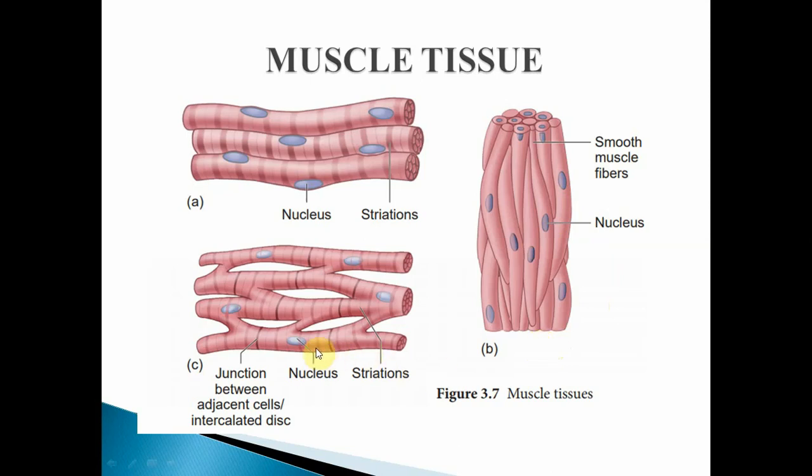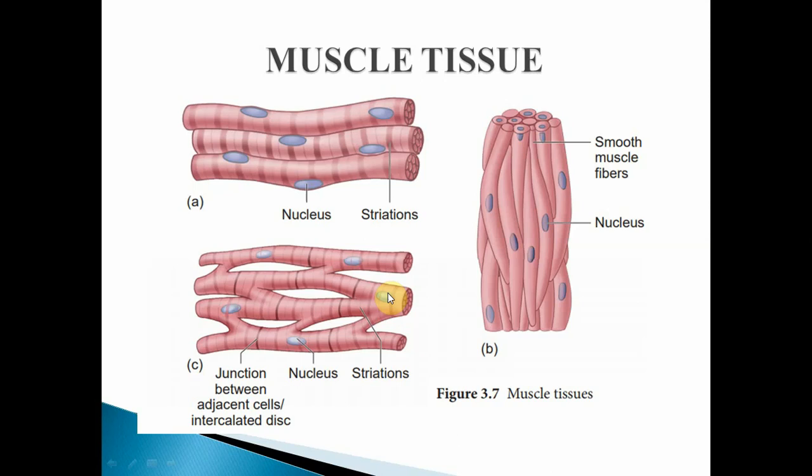Next we come to number C, known as cardiac muscles. These cardiac muscles are present exclusively in the walls of the heart, nowhere else in the body. Cardiac muscle helps the heart to beat, to move day and night, throughout the day and night.